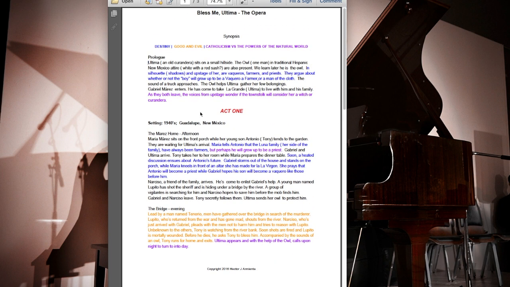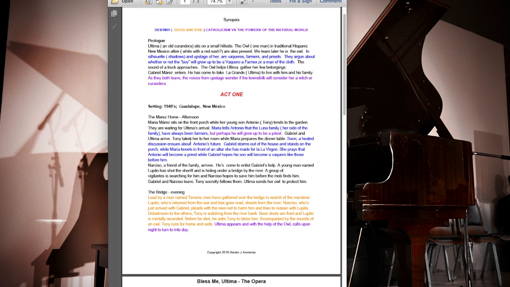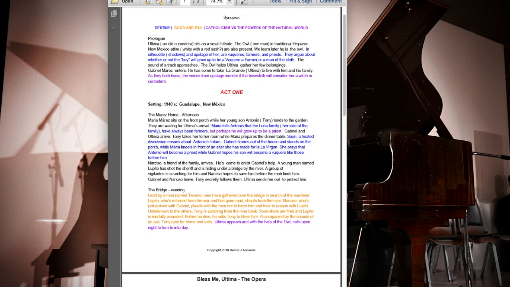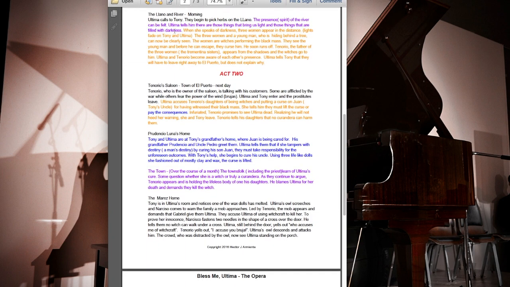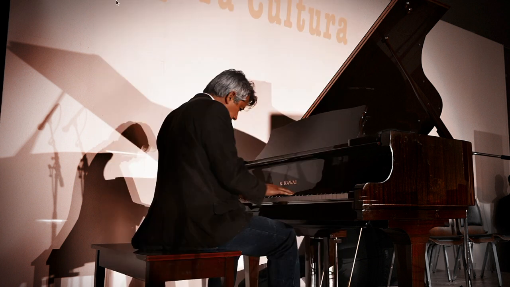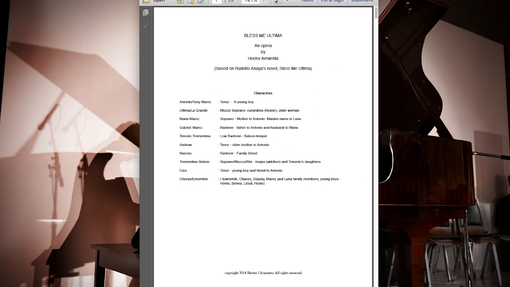I wanted to do this. And it also helped me think of it as a graph in terms of the arc of the story, where the important narrative moments were. And then finally, I finished the libretto.